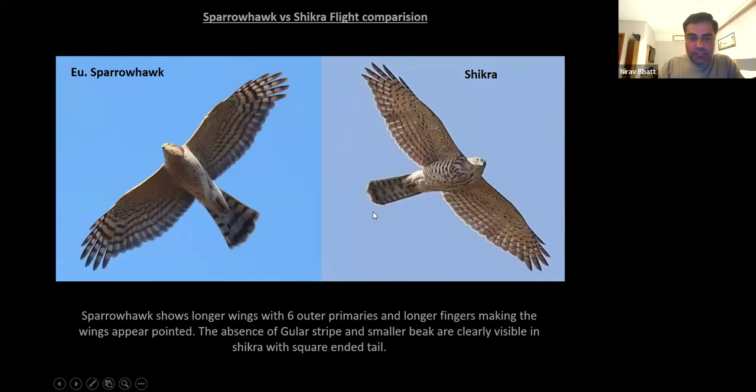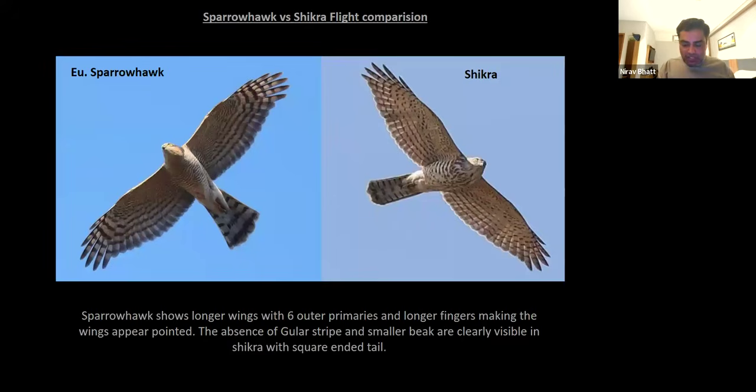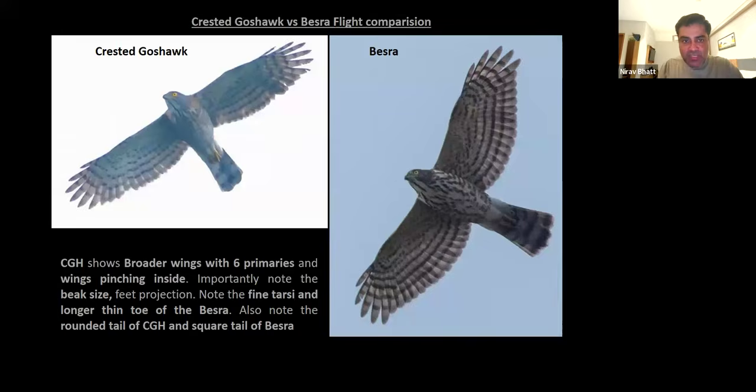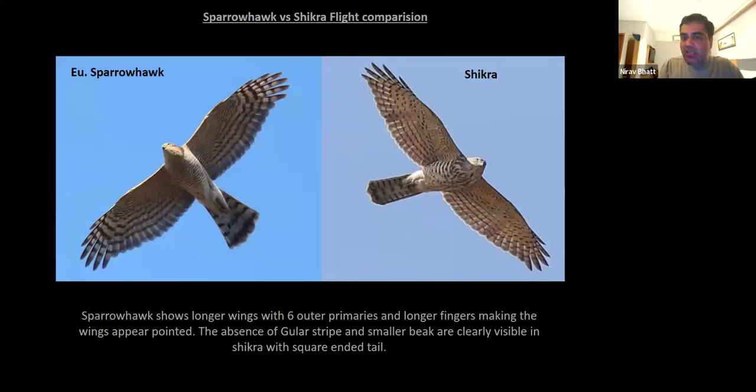Square-ended tail of sparrowhawk versus a rounded tail of Shikra. Let's see more. So this is how we end the comparison of the most commonly seen four species here.